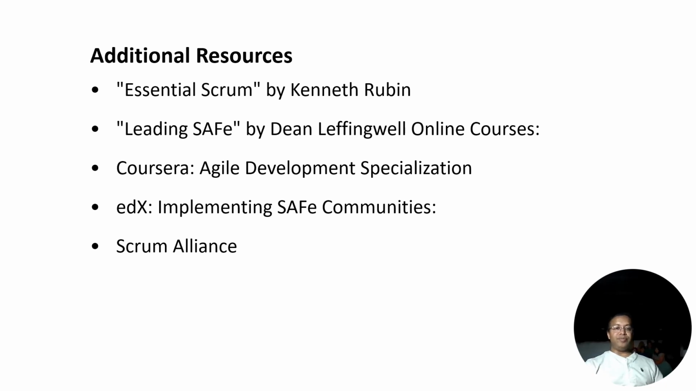Additional resources available in support of this particular module are Essential Scrum, a good read by Kenneth Rubin; Leading SAFe Agile Frameworks by Dean Leffingwell; online courses, Coursera, Agile Development Specialization; edX has a course on implementing SAFe as a framework; and Scrum Alliance as a community has a lot of reading that can be useful for you while you understand how to implement the right agile frameworks and utilize the right agile tools while making your organization an agile organization.